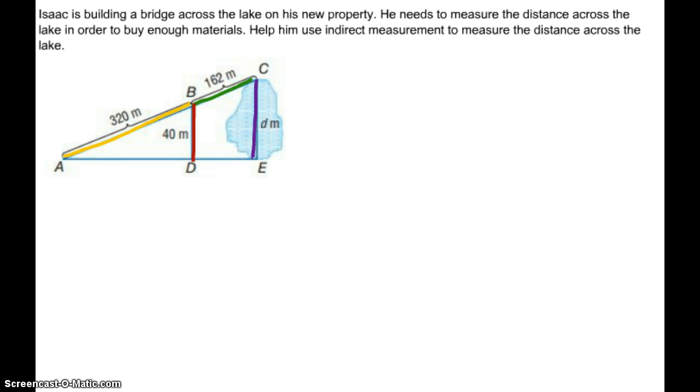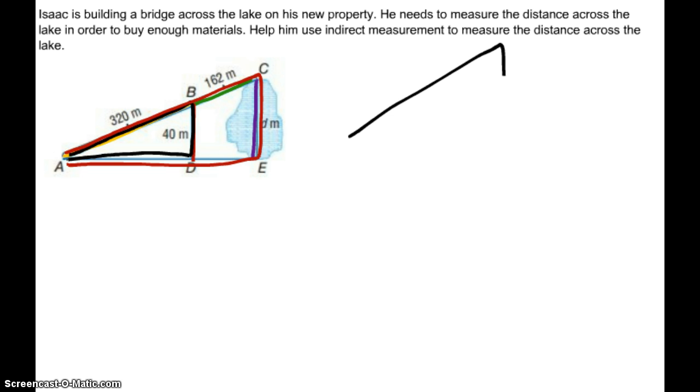So if you will notice, he does have some triangles here. He has triangle ABD, and he also has triangle ACE. So let's go ahead and redraw these triangles. Let's take the big triangle first. That's triangle ACE, and let's go ahead and name those distances.